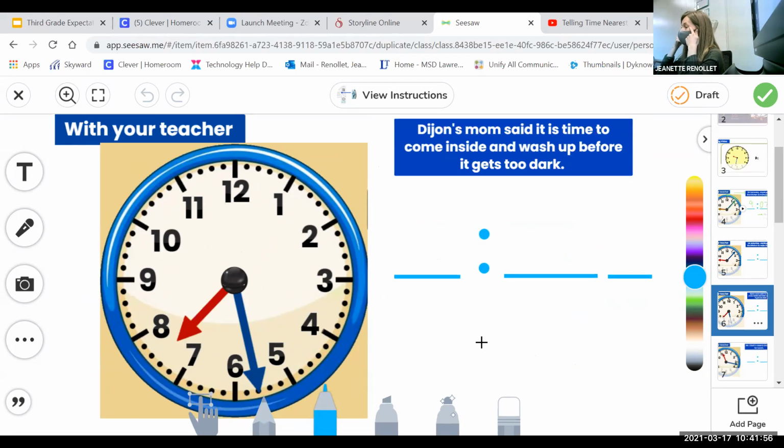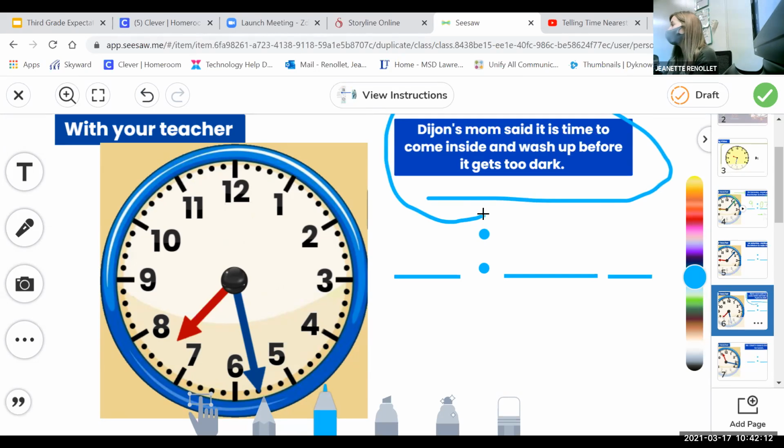I want you to read the clock, count by 5s, then count by 1s, write the time, and decide, is it AM or PM, thinking about our situation. Do that, and then we'll have somebody share out their information. Slide number 6, ready, go.